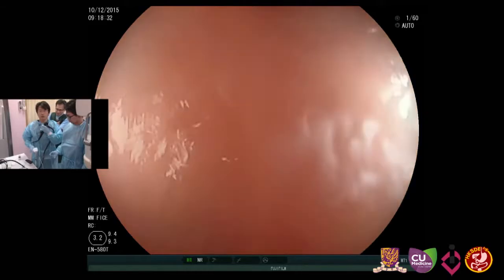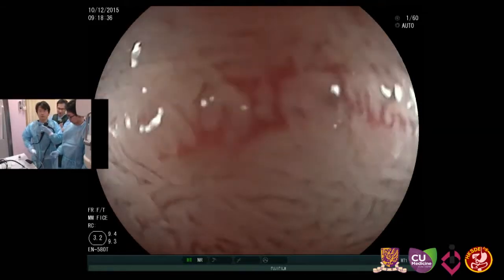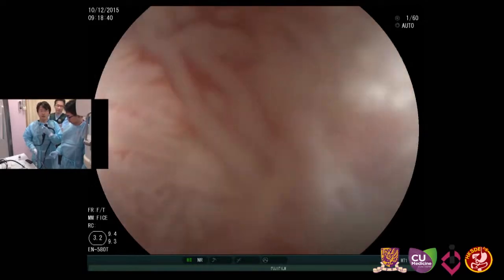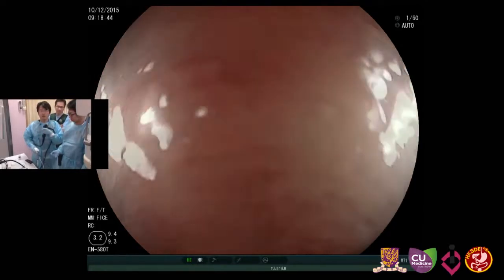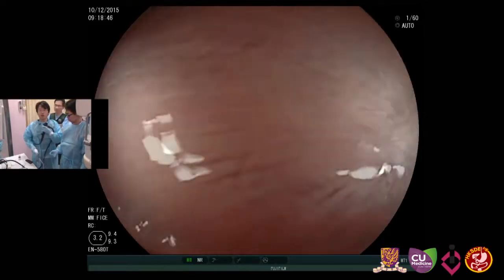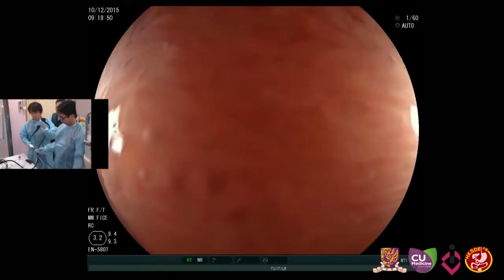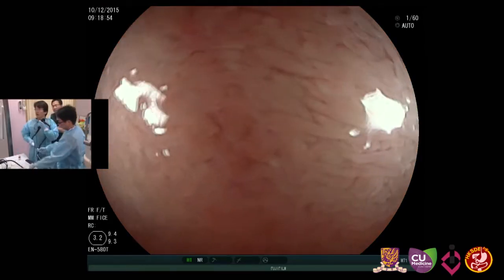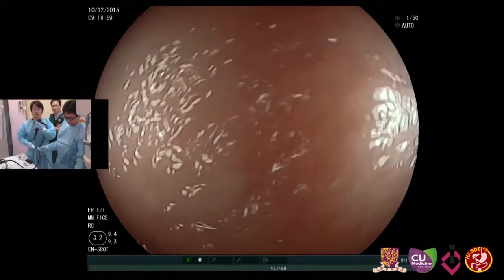Dr. Yamamoto, you're using the 3.2 channel scope. That's the new Fuji double balloon scope, is that correct? Yes, that's right. And you can see a very good endoscopic view like this. This has the focus range. You can come close up to 2 millimeters and still focus. So you can get a bit magnified image of the V-line.